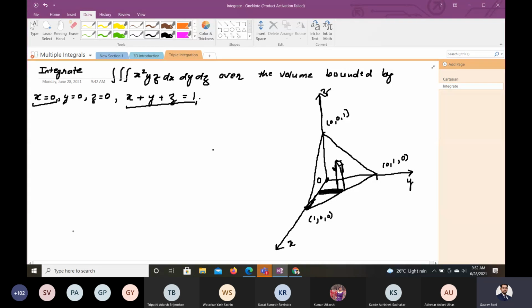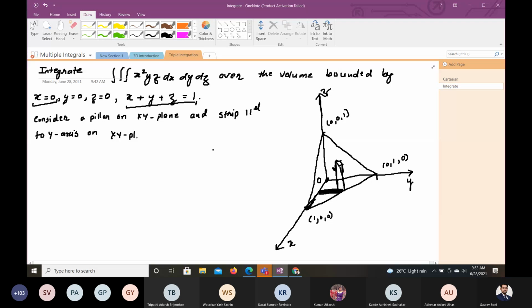So my question is, to consider a pillar on xy plane and a strip parallel to y-axis on xy plane in the region. So this all has to be done in the region.